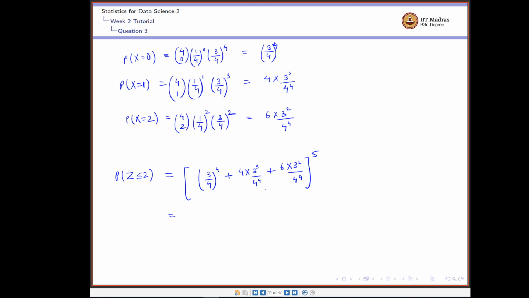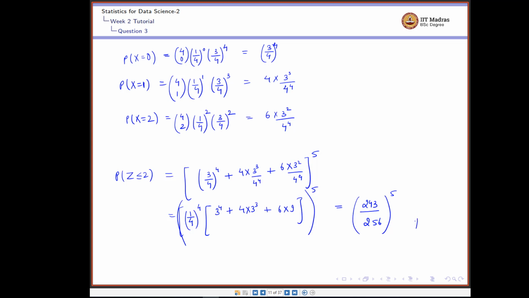So we can take (1/4)^4 outside. Sorry, this is 4 here. So you will get (1/4)^4 times [3^4 + 4 times 3^3 + 6 times 3^2, that is 9 to the power 5]. Once you solve it, you will get 243 upon 256 to the power 5. So this is your answer.